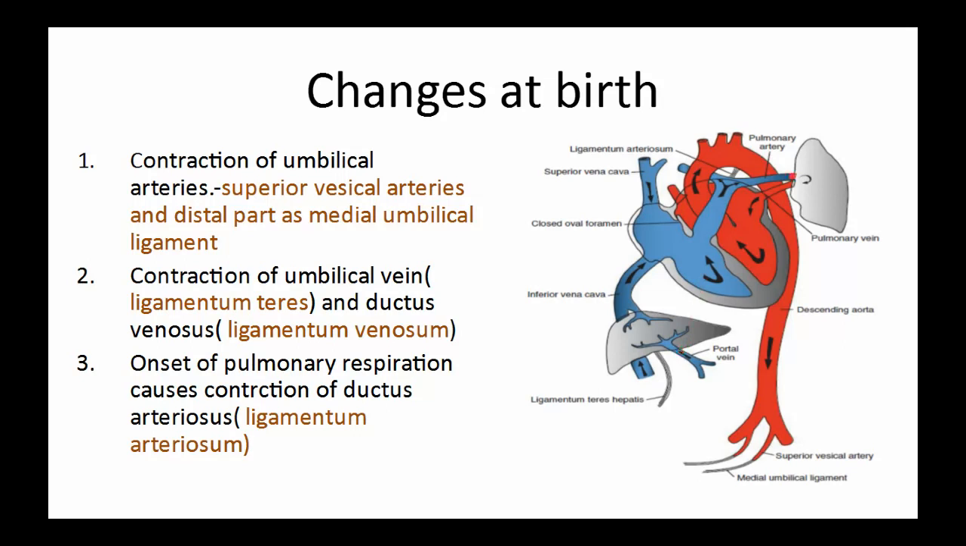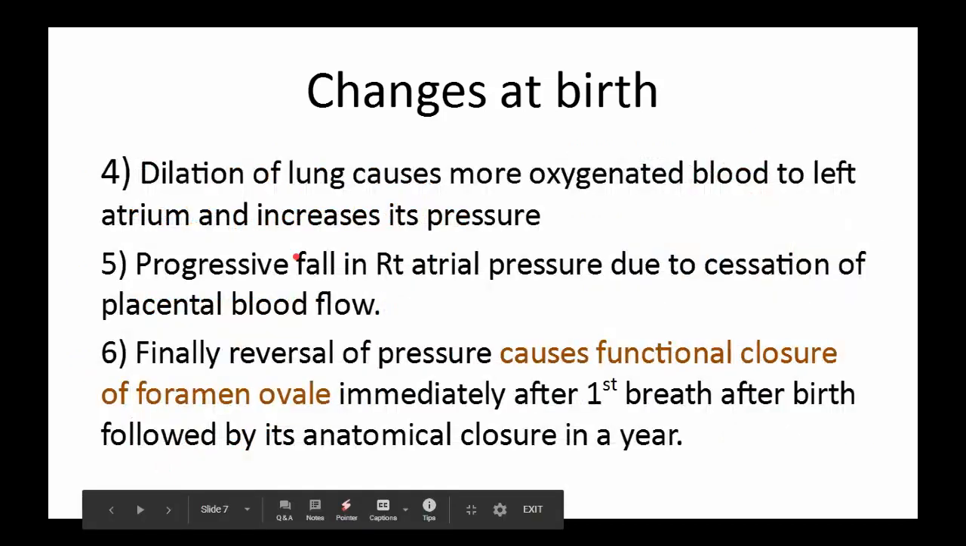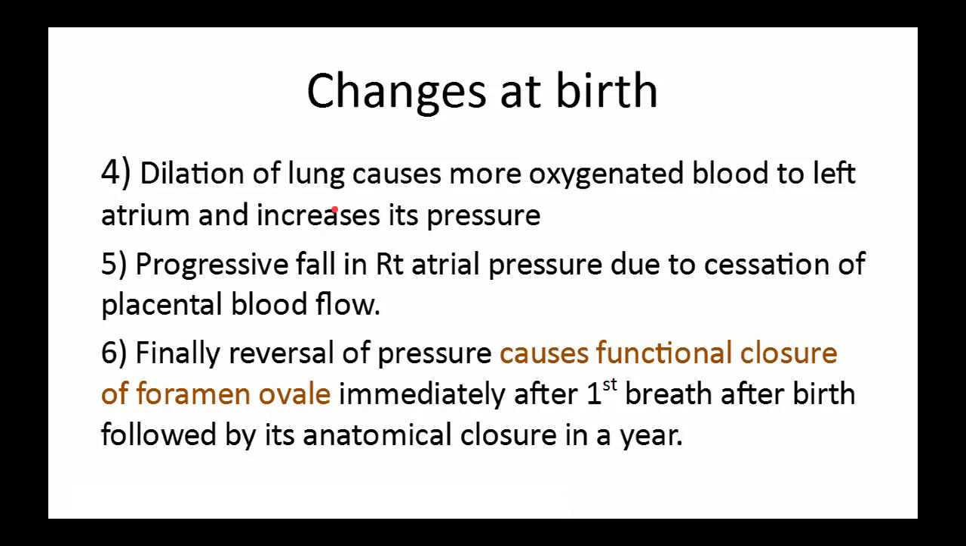Now, with the onset of pulmonary respiration, the flow reverses and the pulmonary resistance decreases. So there is a reversal of the shunt, and the ductus arteriosus will form the ligamentum arteriosum. Then, because of the dilation of the lung, more oxygenated blood goes to the left atrium and increases its pressure.